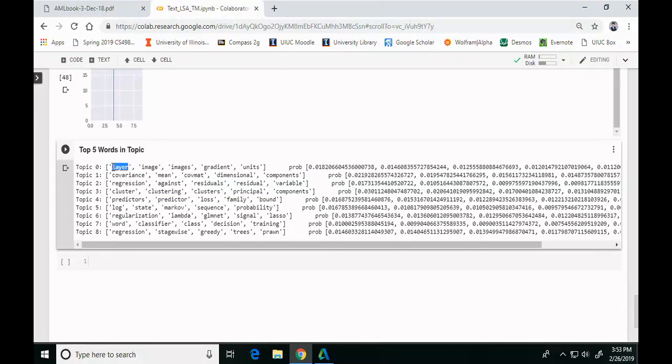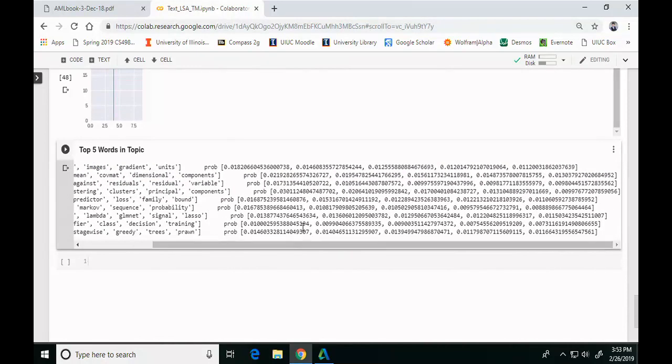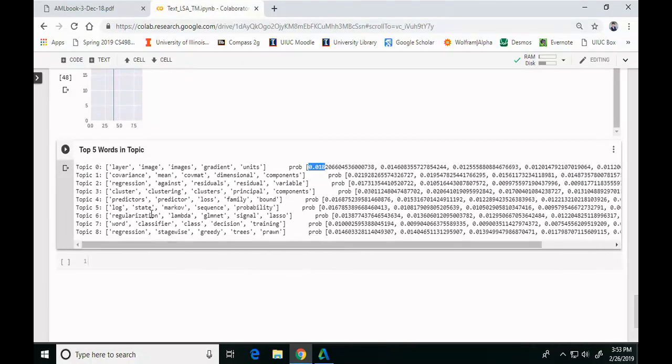This is probably some neural net stuff. But then we also see the probabilities. For these words, this first word has about a 2% chance of being generated. So layer, as we're sampling to create a document, has a 2% chance of being sampled. And then image has a 1.5. Images, which we probably could have compressed a little bit, has a 1.2. And it just goes down.